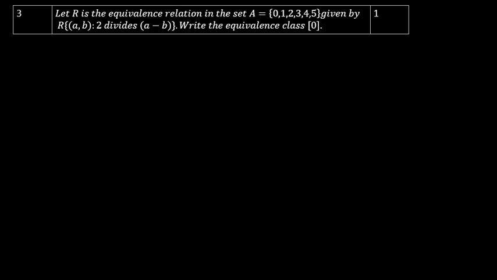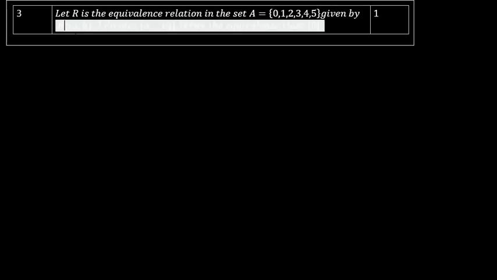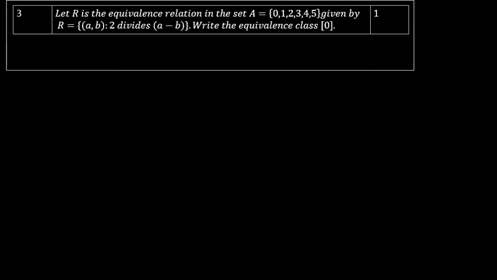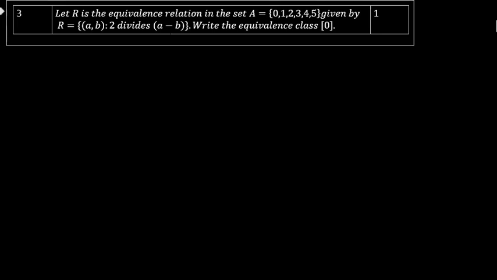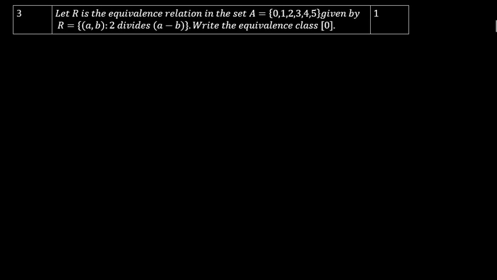Next question is: let R be the equivalence relation in the set A, where A is the set {0, 1, 2, 3, 4, 5}, given by R = {(a, b) where 2 divides a minus b}. We have to write the equivalence class of 0. So you have to write the equivalence class of 0.